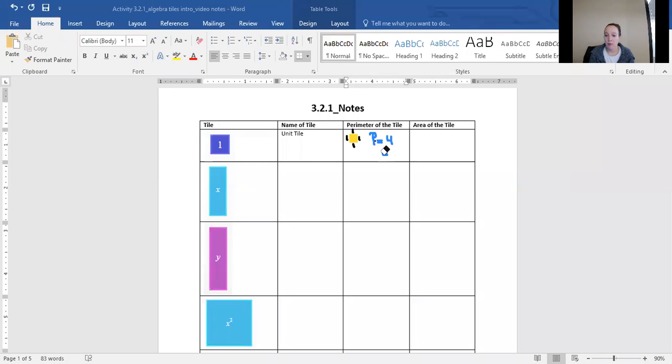And I think I will try and type that one. Okay, so we will have the perimeter equals 4 units. And I will make that fit nicely there. Okay, that's what that one will look like. Perimeter equals 4 units.